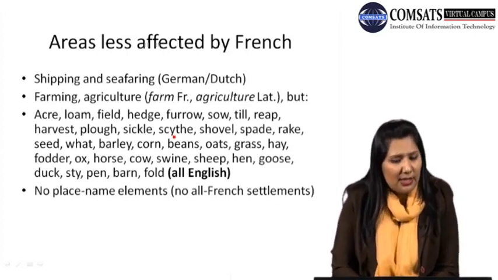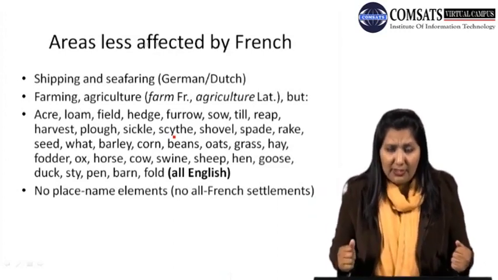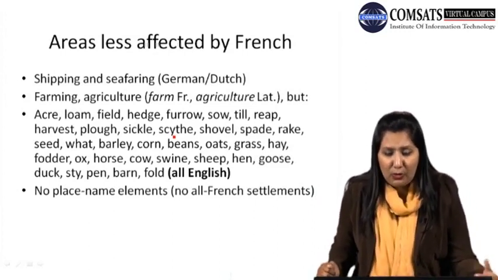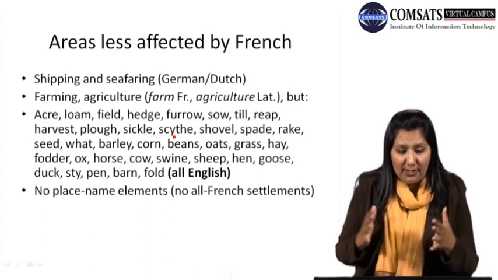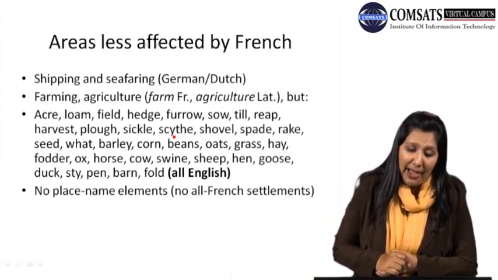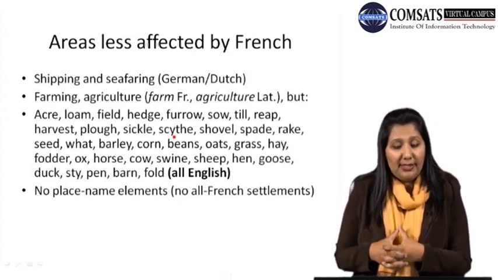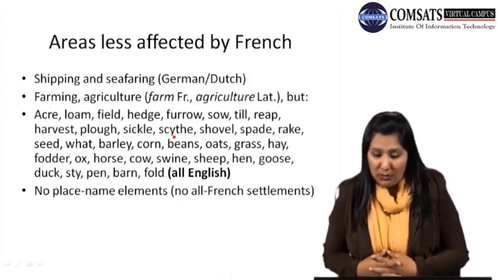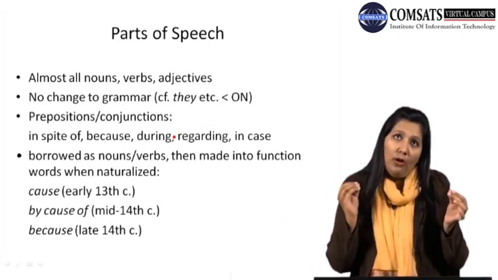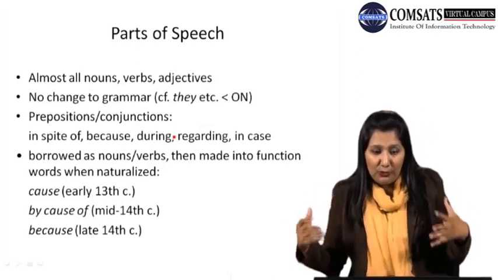And then let's look at some English words that have their real origin in English. These words are acre, lawn, field, hedge, furrow, sow, till, reap. All these words are related to farming and agriculture as well. Goose, ducks, tie, pen, barn, fold. These are all English words. No place name elements we found, and now let's move on from the individual units of vocabulary to the larger parts of speech.